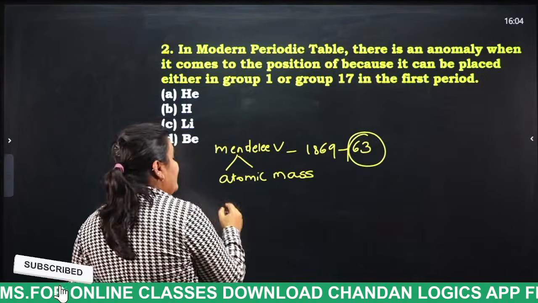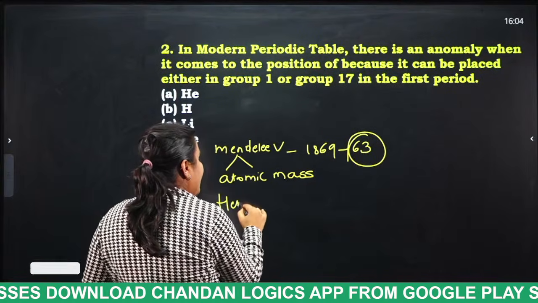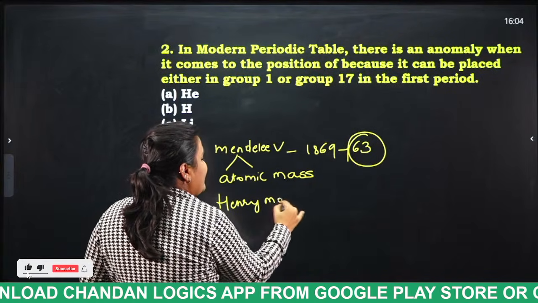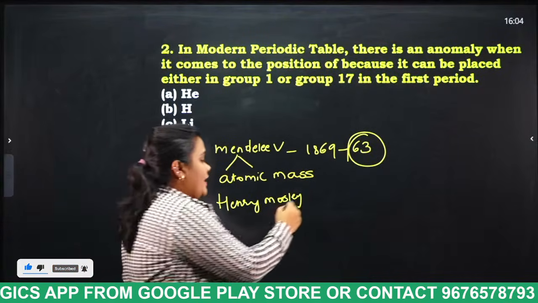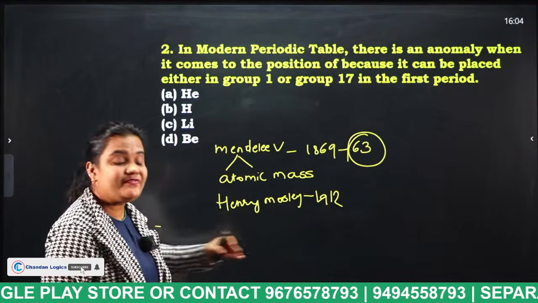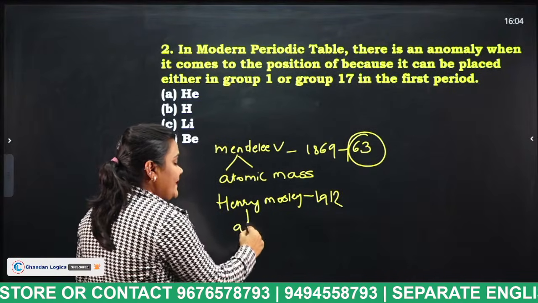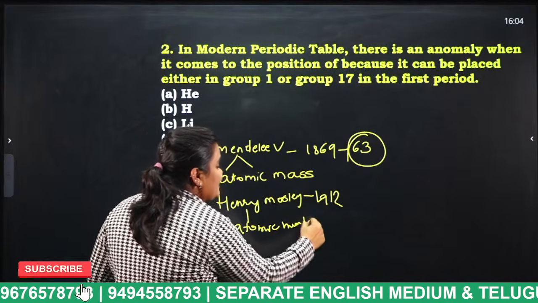And who discovered the modern periodic table? Henry Moseley has discovered the modern periodic table. In which year, students? In 1912. Very good. So he classified the elements based on what? Based on atomic number. He criticized Mendeleev.